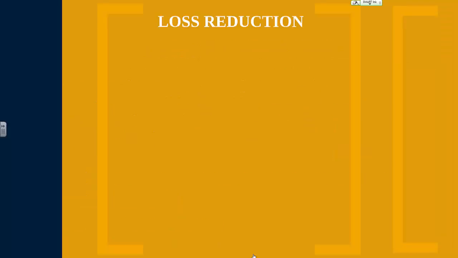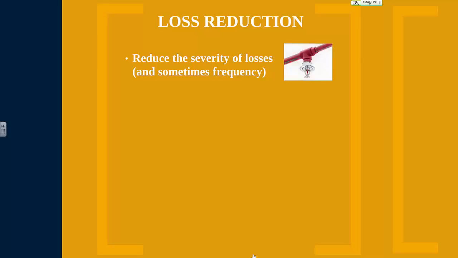Now let's briefly discuss loss reduction. Loss reduction reduces the severity of losses and sometimes also the frequency. The sprinkler system is a good example of loss reduction. Loss reduction can be pre-loss and post-loss. So pre-loss reduction means things like installing a sprinkler system or making sure that your office is clutter-free and that your electrical systems are safe and up to date.